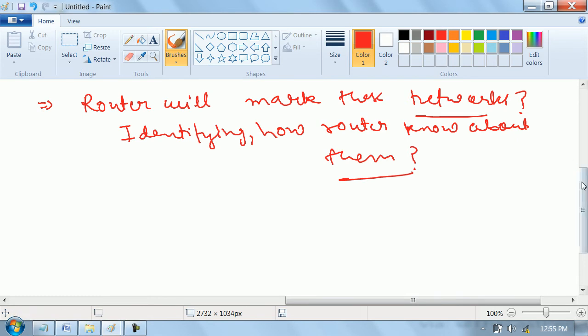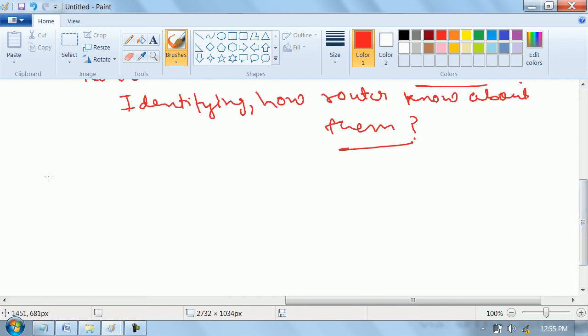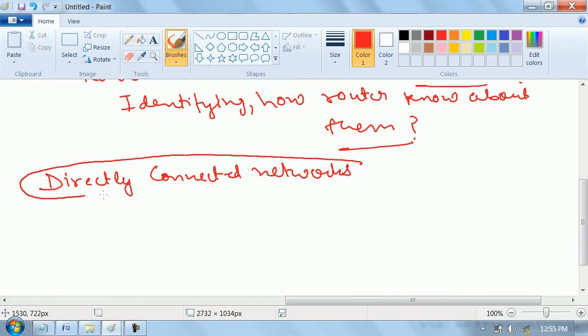To agar main in teen networks ki baat karo, if I talk about these three networks, they are actually directly connected networks. So the router will mark these networks as C. C means directly connected.